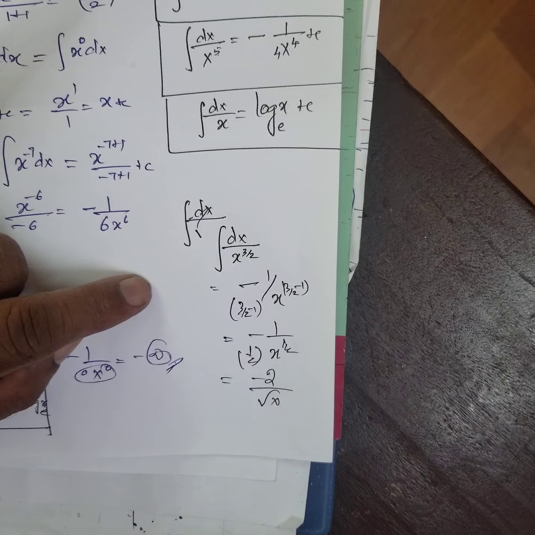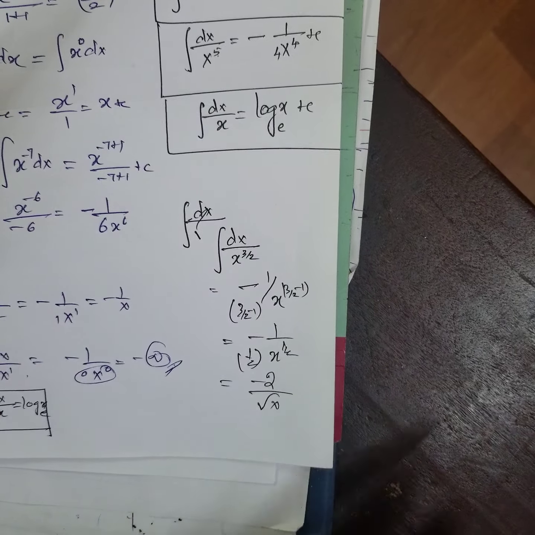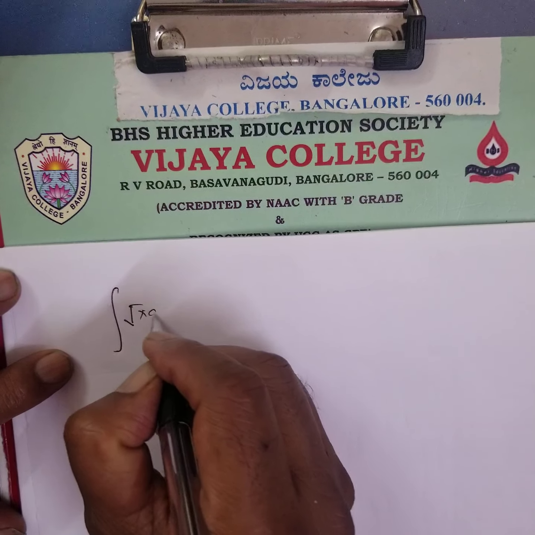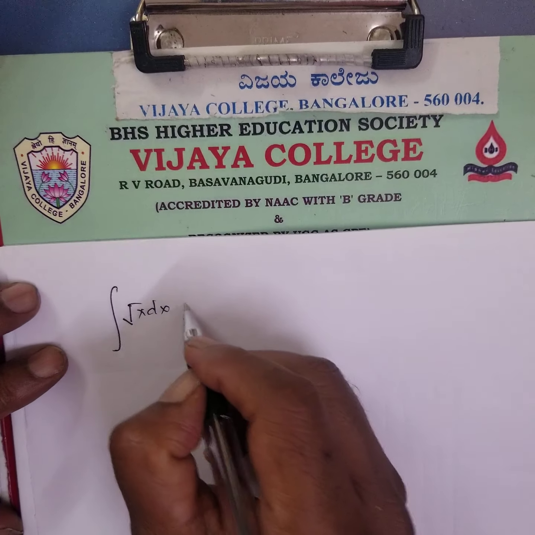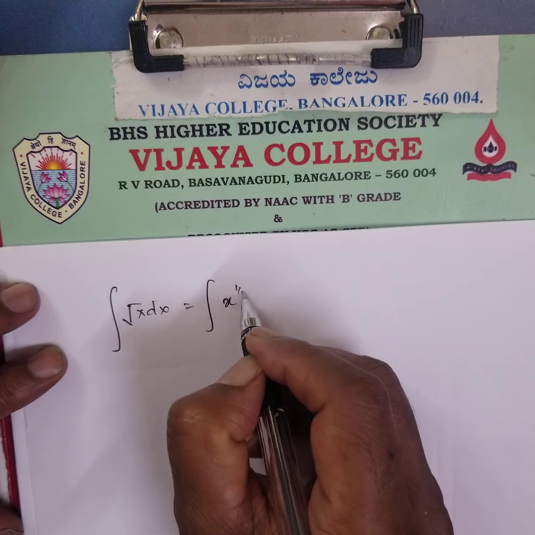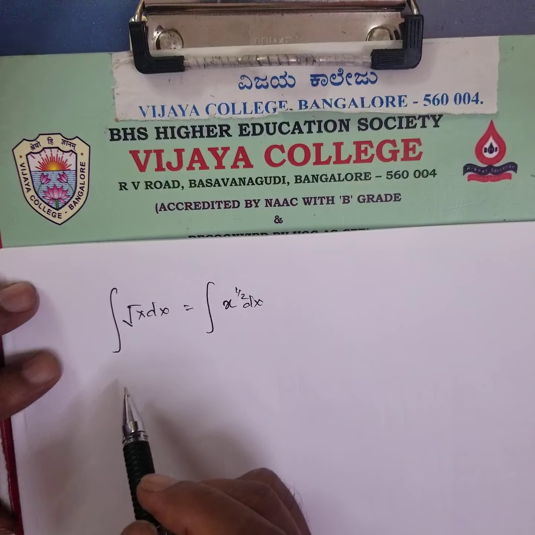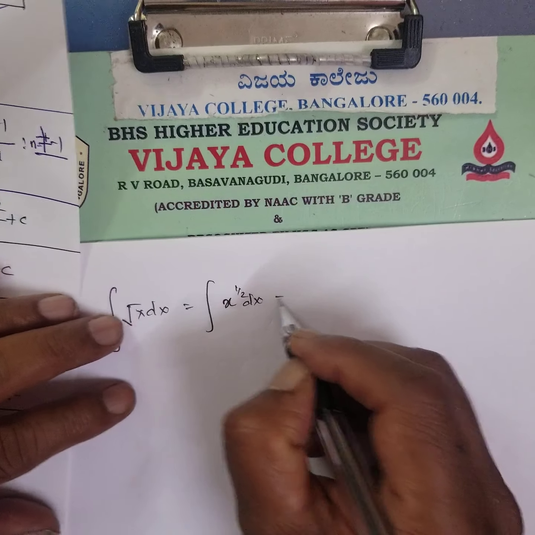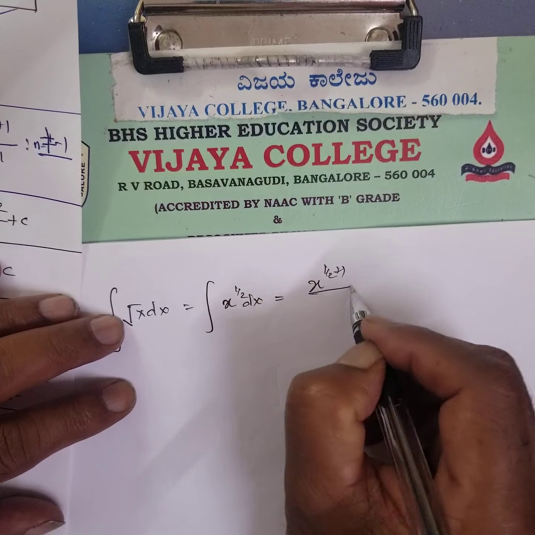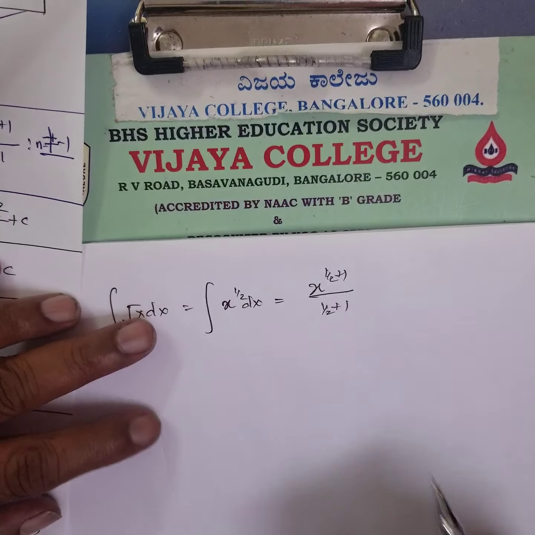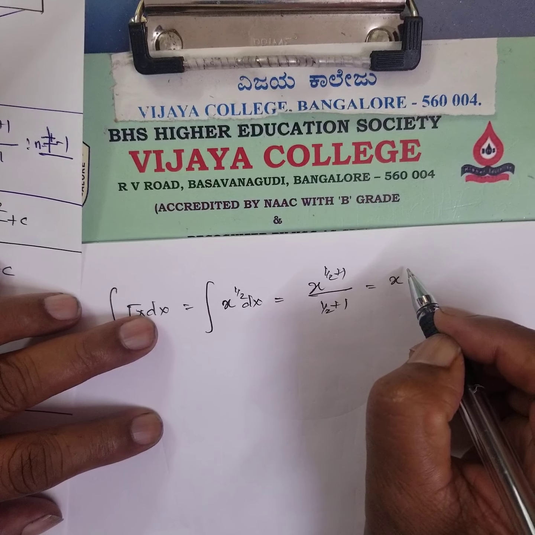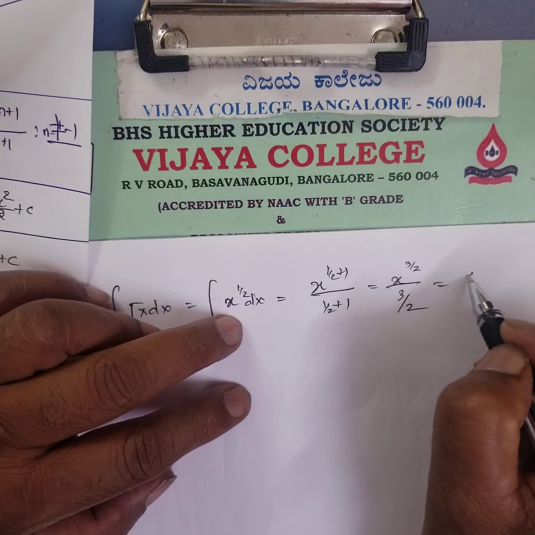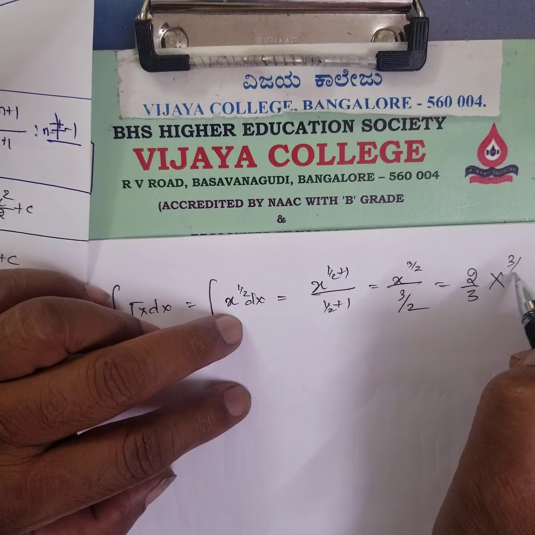You have to be very fast in doing this. Okay? Suppose integration of root x dx. How to do this? x to the power of half, isn't it? Apply this formula. Then what will you get? x to the power of half plus 1 by half plus 1, x to the power of 3 by 2, here also 3 by 2. 2 by 3 x to the power of 3 by 2.